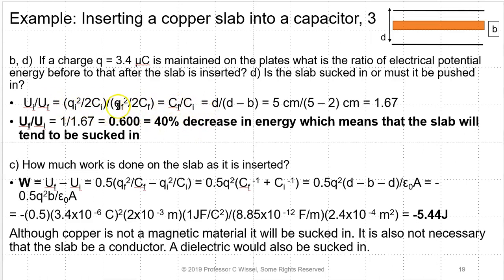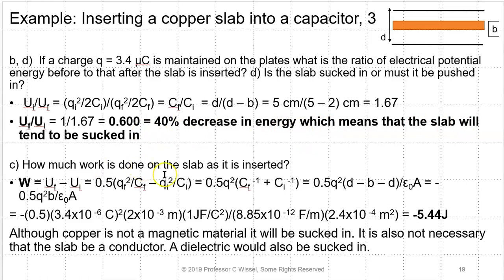The QI and QF are the same, and then it becomes CF over CI. Why are the QI and QF the same? Because it's isolated. There's no place for the charge to go. So then this is equal to D divided by the quantity D minus B. So 5 centimeters divided by 3 centimeters, or 1.67. So UF over UI is 1 over 1.67, or a 40% decrease in energy, which means that the slab will tend to be sucked in.